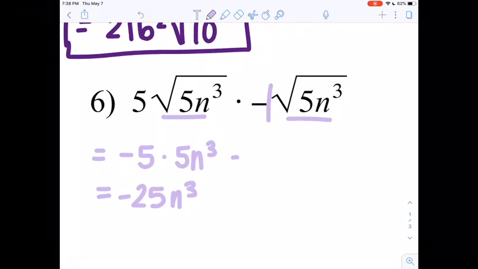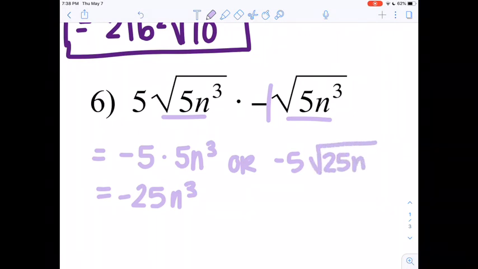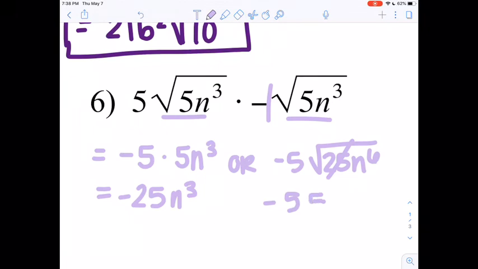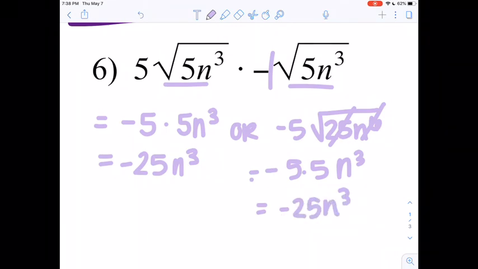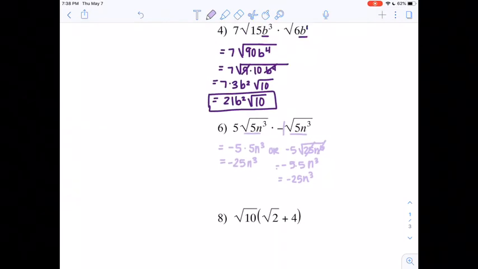Now, if you don't like that trick, you could keep that negative 5 and multiply your insides, and I get the square root of 25 n to the 6th, and then just simplify from there. Well, I know the square root of 25 is 5. Remember, whatever you pull out, you got to multiply by the number on the outside, and the square root of n to the 6th is even, so that's going to be n to the 3rd. There's nothing left in your radical, so I get negative 25 n root 3, the same exact answer. Okay, so you can use the shortcut or the long way, you'll end up with the same answer.